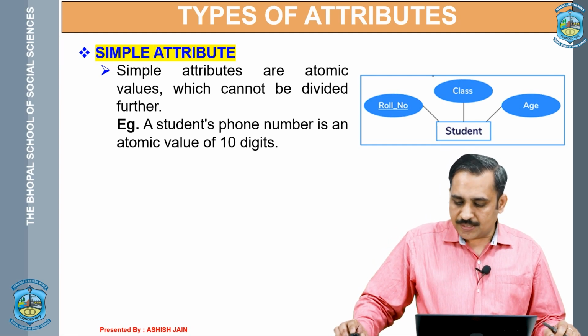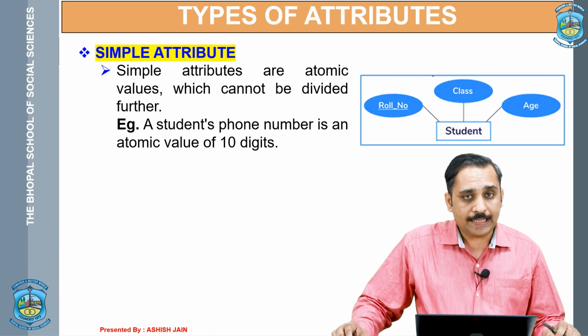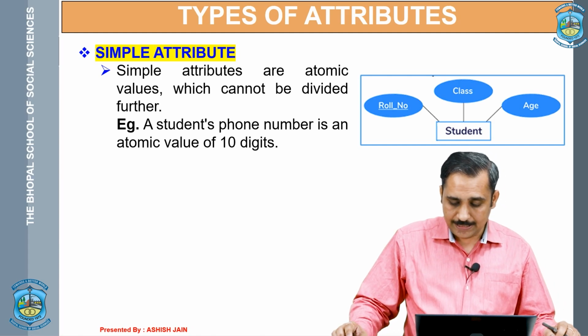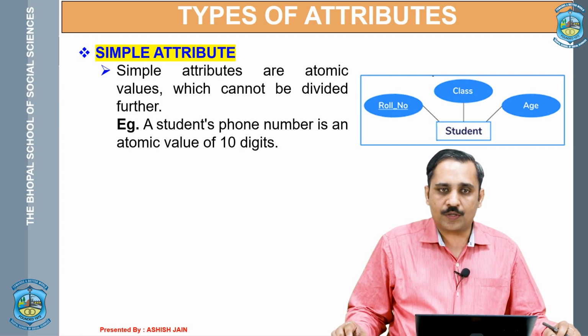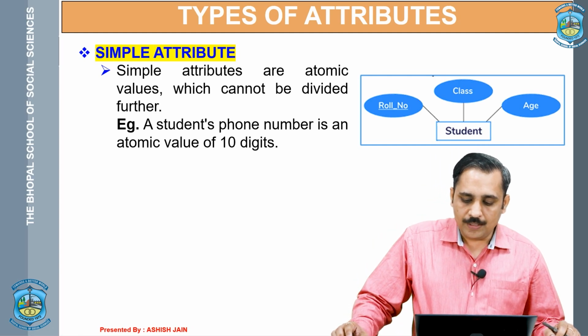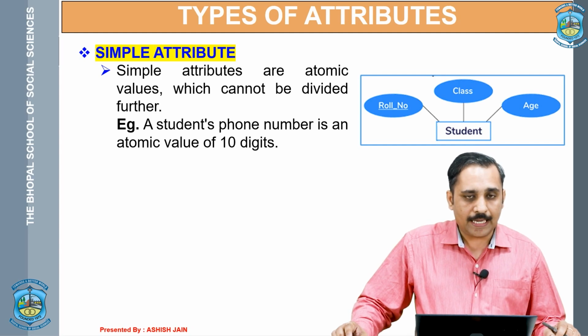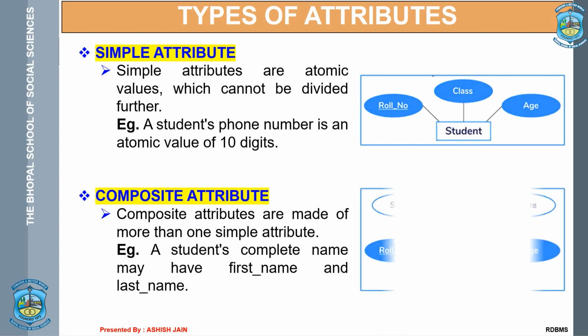So, this is a diagrammatic representation. We have a student table or a student relation, which is an entity represented using a rectangle. Attributes are represented using oval boxes or ellipses. So, we have roll number, which is a primary key, so we have underlined it. We have class and age.